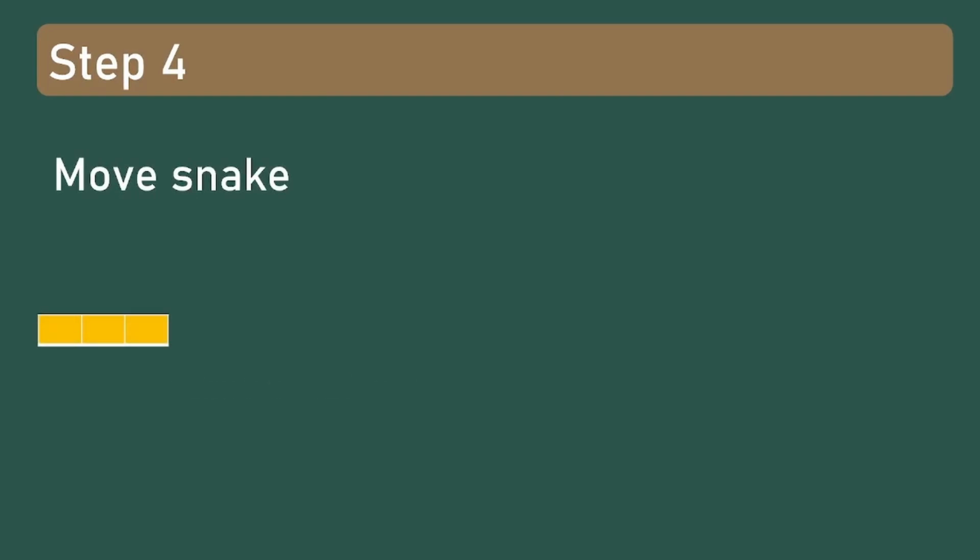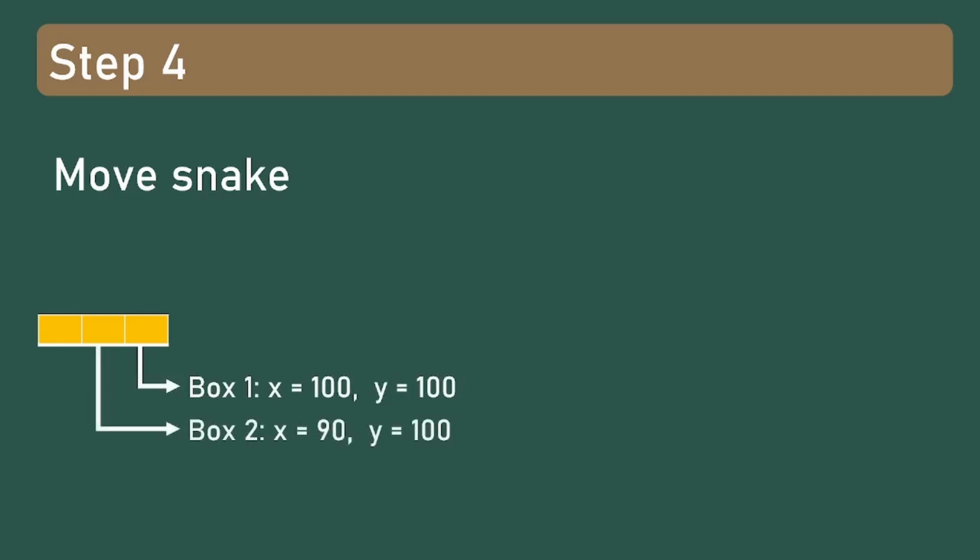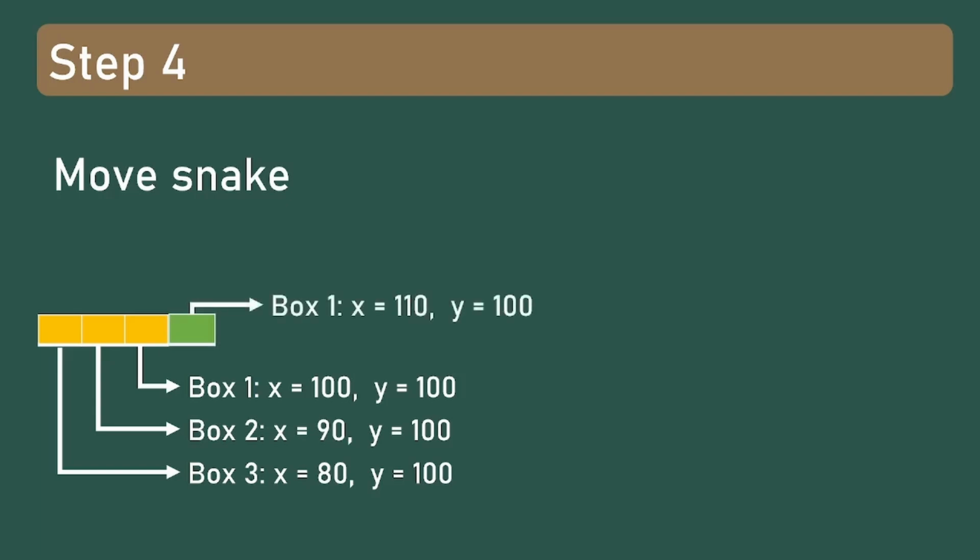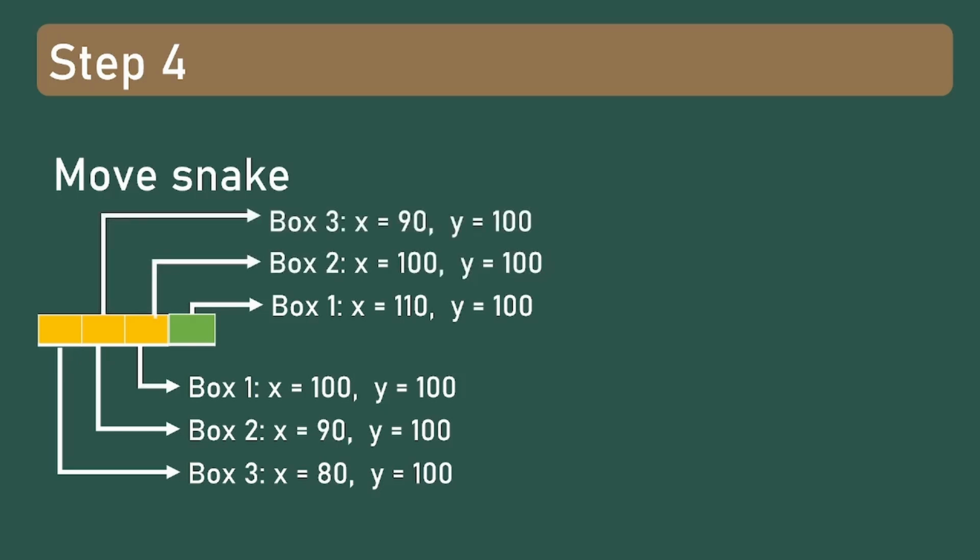So remember that the snake is made of 3 boxes. To move the snake, we'll add a new box to the head of the list. And this will now become box 1. And its position will be X equals 110 and Y equals 100. That means the next box will now become box 2. And then the next box will become box 3. And then we need to delete the former box 3 so that it will look like the snake moved.